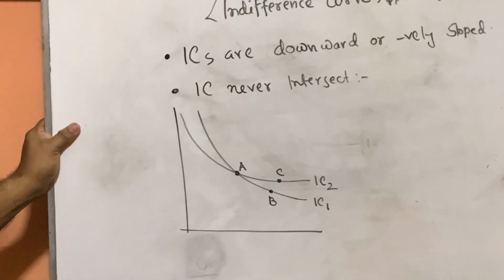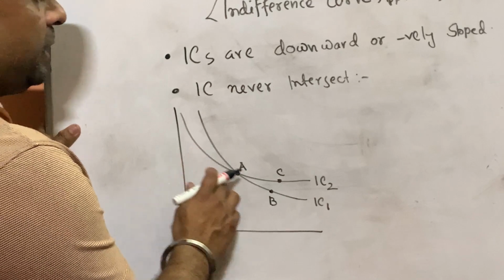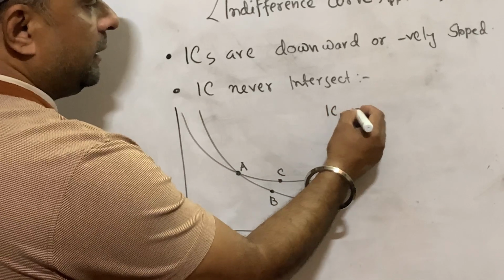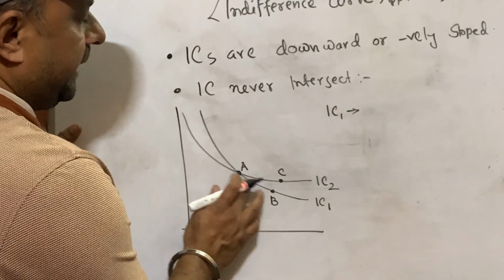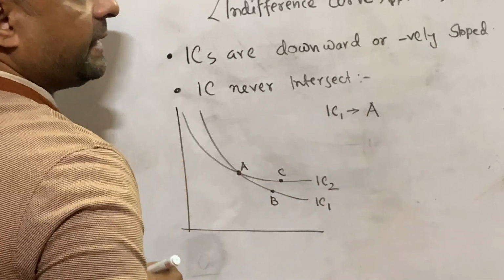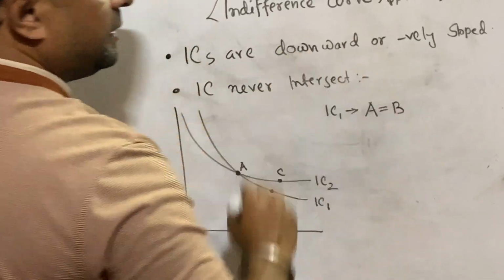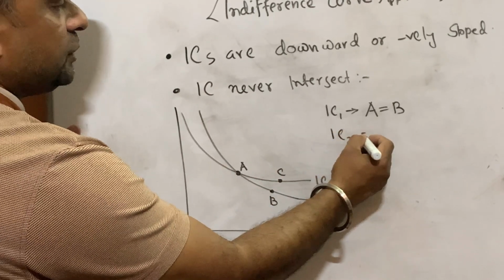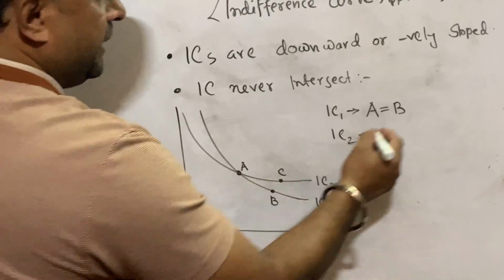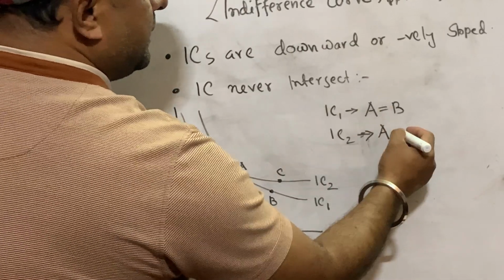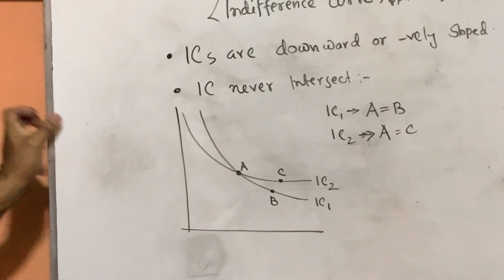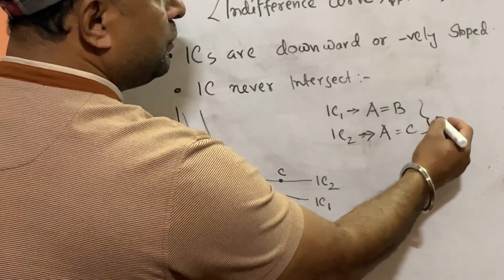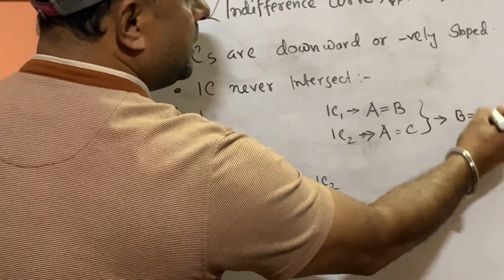Now, the first property of the indifference curve was that all the points on an indifference curve show the same level of satisfaction. So, in IC1, two points are A and B. Whatever satisfaction you will get at A, same satisfaction you will get at B. A and B, same level of satisfaction. Similarly, in IC2, two points are A and C. Whatever satisfaction you will get at A, same you will get at C. Because every point on an IC gives the same satisfaction. Now, if we compare these two equations, what do we get? We are getting B equal to C.